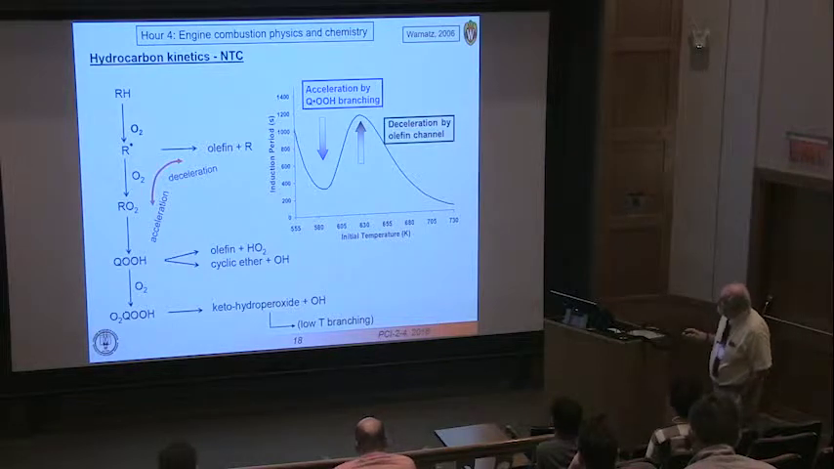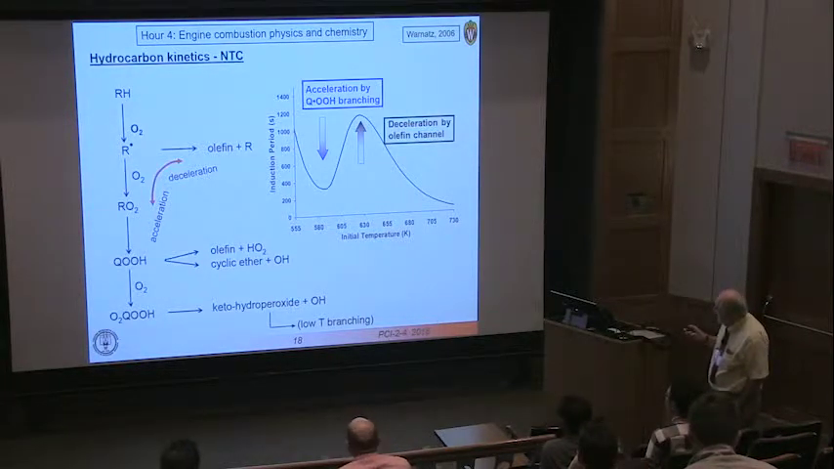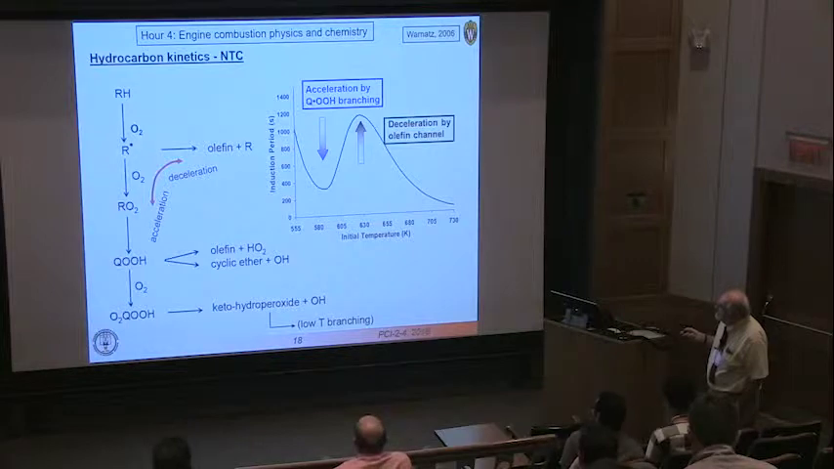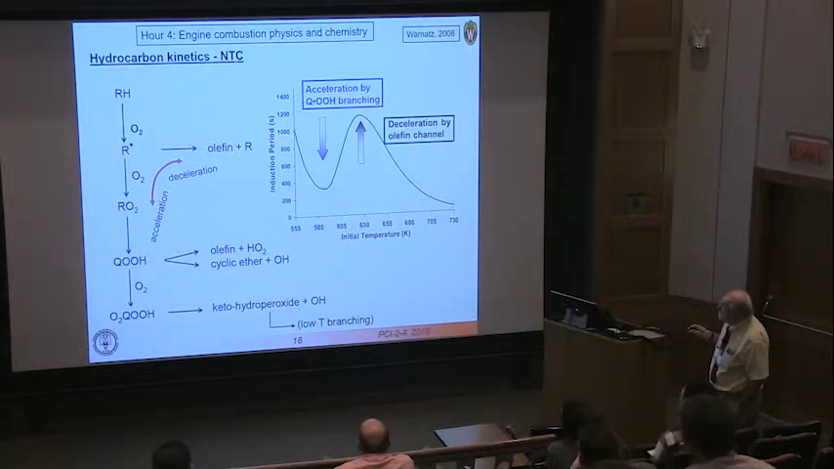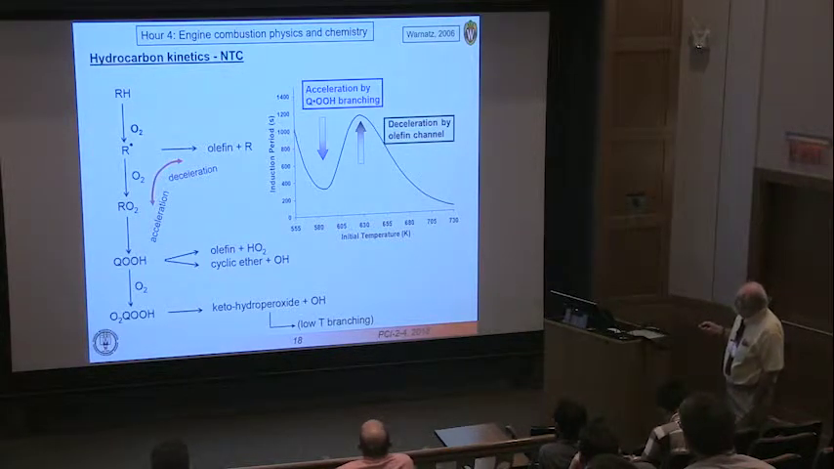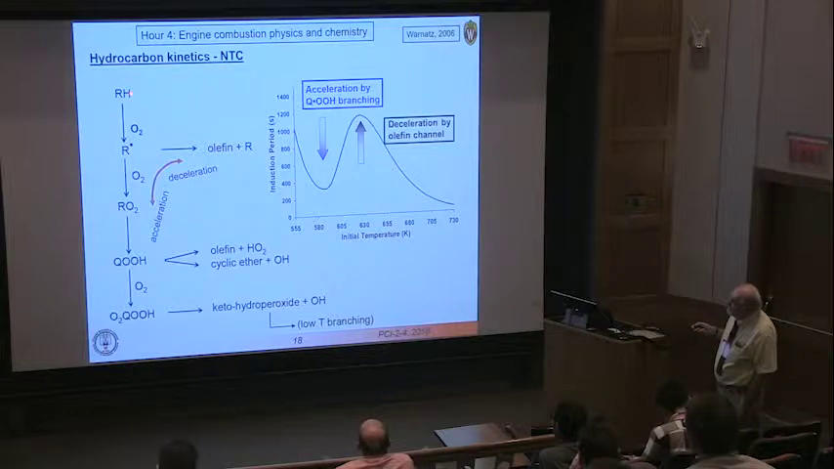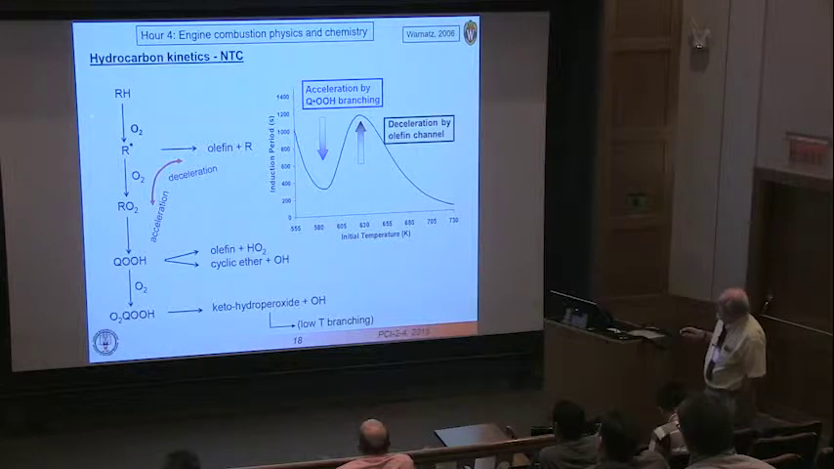If you go to a real fuel, like we did when we spoke about the Shell model, and look at what actually happens in hydrocarbon kinetics, you see something even more complicated, the so-called negative temperature coefficient. You start with your hydrocarbon fuel, you have H atom abstraction forming a radical, and this radical can go through two paths: one is the so-called olefin path, and the other, the so-called QOOH branching path.